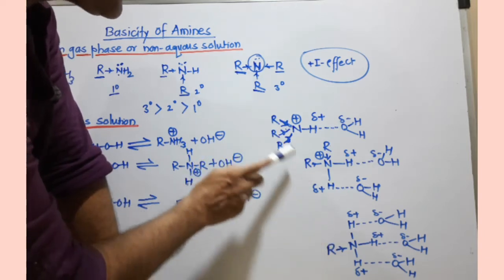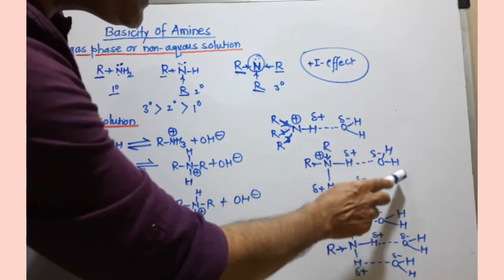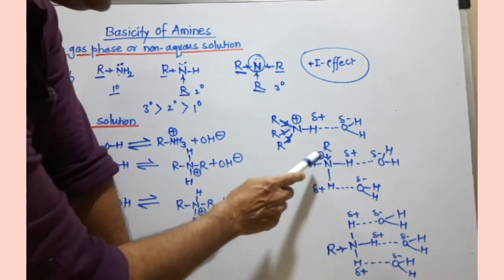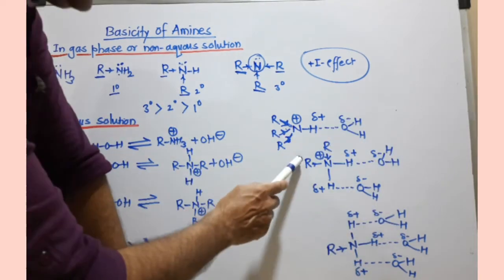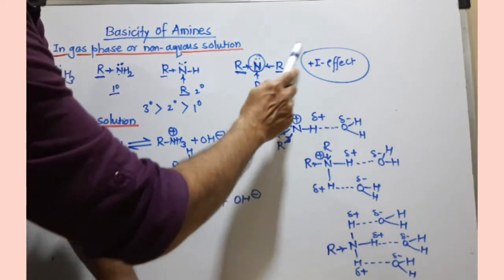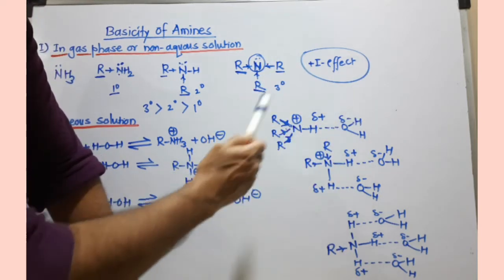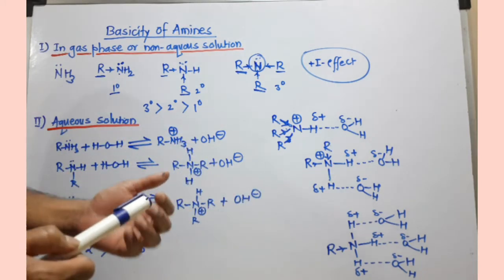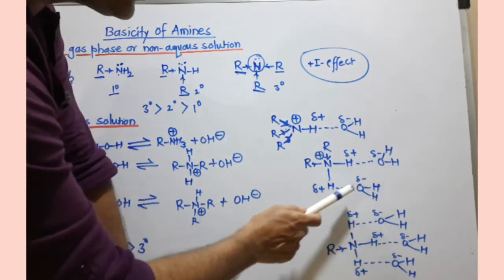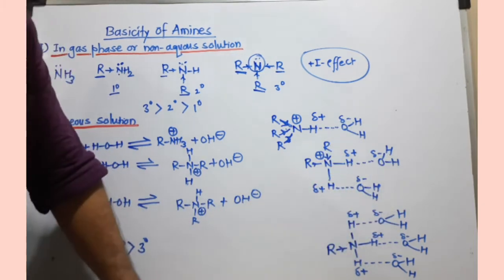So here tertiary wins. But if you consider the secondary amine, you can see this secondary amine has a double benefit. There are two alkyl groups which are actually providing plus I effect, and this effect is actually responsible for the basicity of this amine. So again, there are two protons, they can form a hydrogen bond with water molecule.